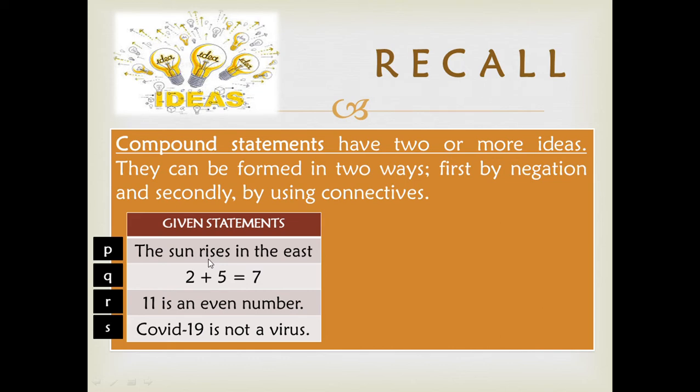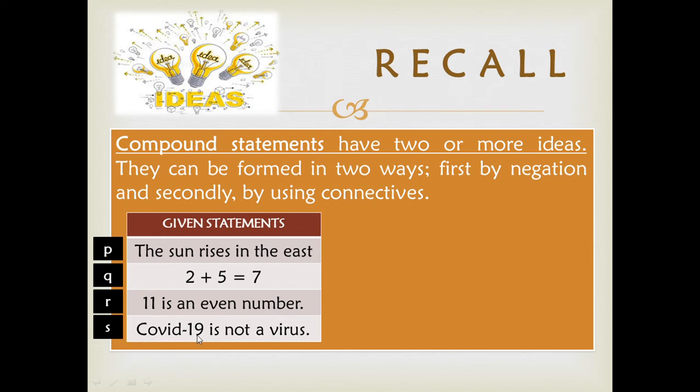So, pwedeng ganun. 2 plus 5 equals 7. So, ang kabaliktaran ng equals ay not equal. So, 2 plus 5 is not equal to 7. So, ganun yung pag-negate. 11 is an even number. So, ang kabaliktaran ng even ay odd. Pwede mo sabihin yon. 11 is an odd number. Or, pwede mo naman lagyan ng not. 11 is not an even number.